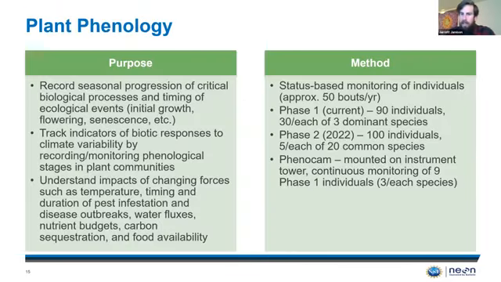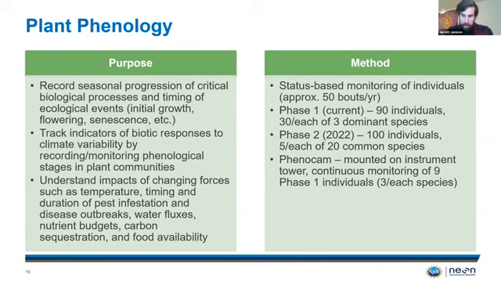Next is plant phenology. Plant phenology measurements record seasonal progression of critical biological processes and timing of ecological events, things like initial growth, flowering, and senescence. These measurements track indicators of biotic responses to climate variability by recording and monitoring phenological stages in plant communities. This helps us understand impacts of changing forces such as temperature, timing and duration of pest infestation and disease outbreaks, water fluxes, nutrient budgets, carbon sequestration, and food availability.